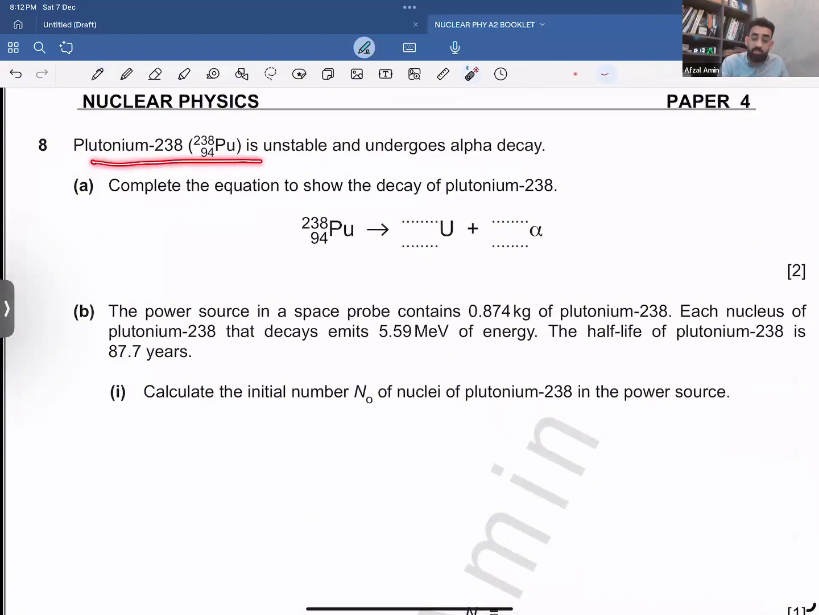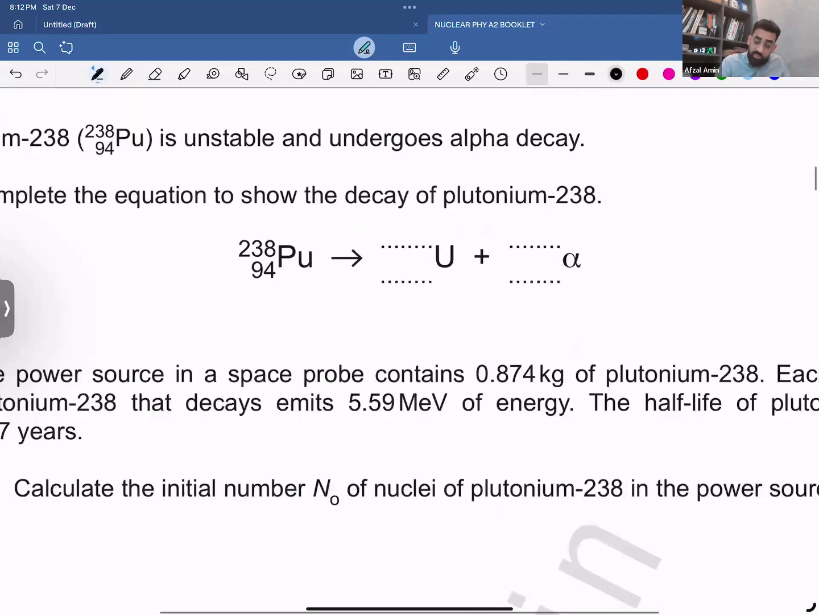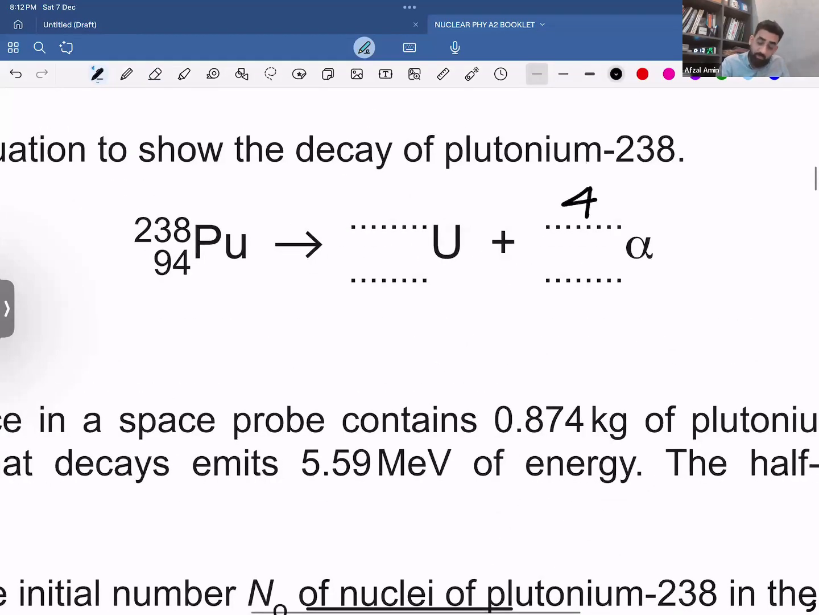Question number 8. It says the polonium is unstable and undergoes alpha decay. So complete it, it's quite similar to the previous one. Alpha, you all know, is 4, 2. So here you subtract 4, it will be 230. 4 subtract 2, 92.